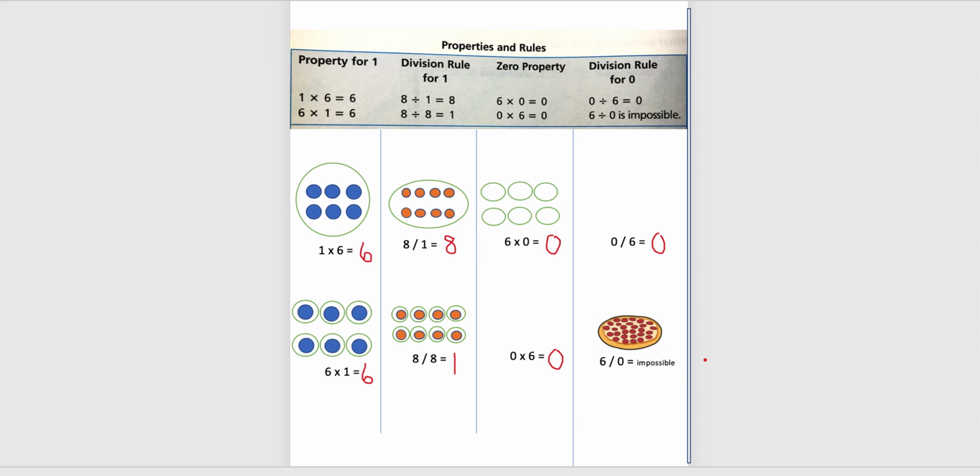And I said to divide is to break something into a certain number of groups. And breaking something into groups of 0 just doesn't make any sense. So that is how we get the word impossible. So 6 divided by 0, anything divided by 0, is impossible because you can't break it into groups of 0.